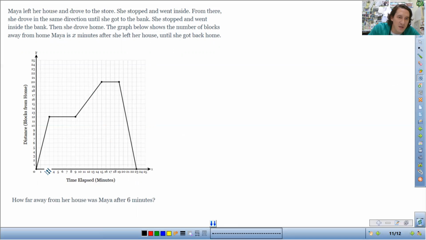So I'm going to go down here to 6 minutes. We're going to go up, see where it meets the graph. That meets it at 12 blocks. So she is 12 blocks away.